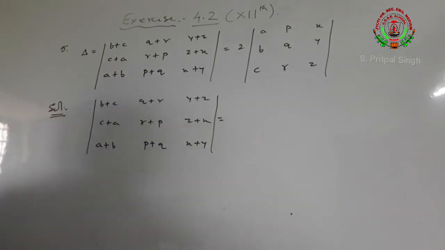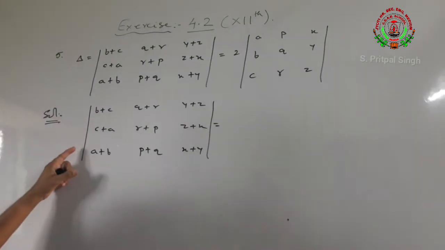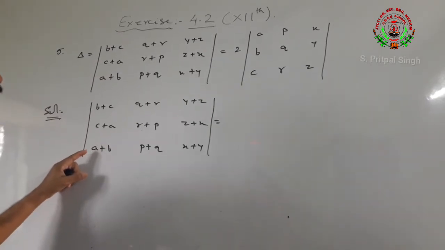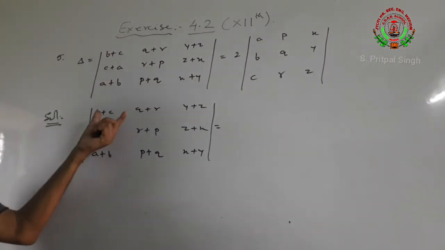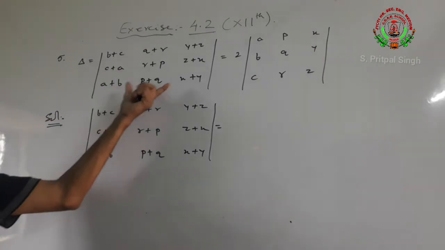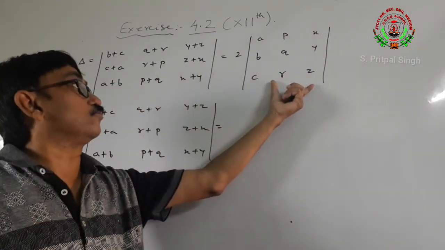Now we come to the fifth question. It is a very important question related to the CBSE. So now here LHS equals RHS, we have to prove it.